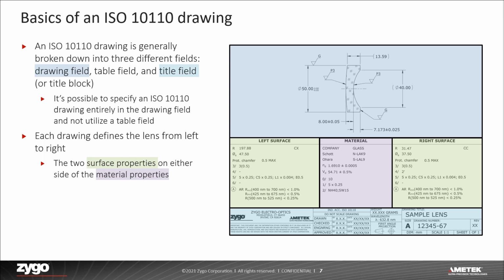The table field should be read from left to right through the optical component, with the surfaces sandwiching the material properties. It isn't necessary to include the table field, but it is highly encouraged. In the instance that the table field is not included, the dimensions and coded information would be listed on the drawing field. These would be pointing at the respective surface or component. Lastly, the title field is at the bottom of the drawing. The title field is more commonly called a title block.